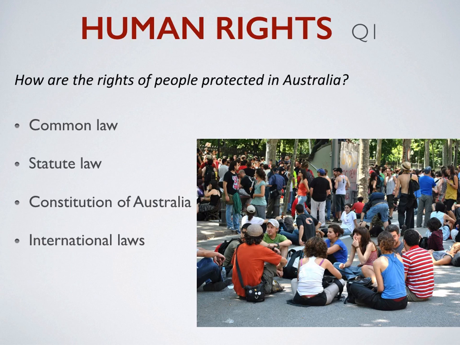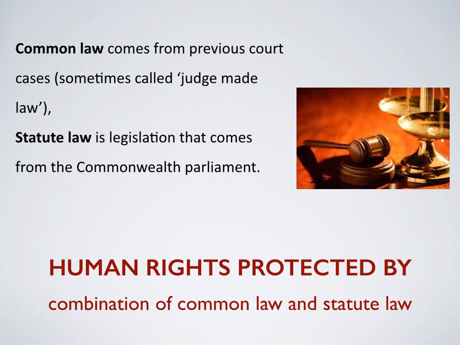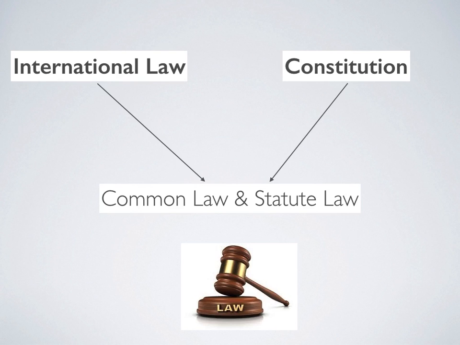So, if we're looking at human rights, how are the rights of people protected in Australia? They're protected by common law, statute law, the Constitution of Australia and international law. Common law comes from previous court cases or decisions, sometimes called judge-made law. Statute law is legislation that's handed down from the Commonwealth Parliament. So human rights are protected by a combination of common law and statute law. And into these feed international law and the Constitution.